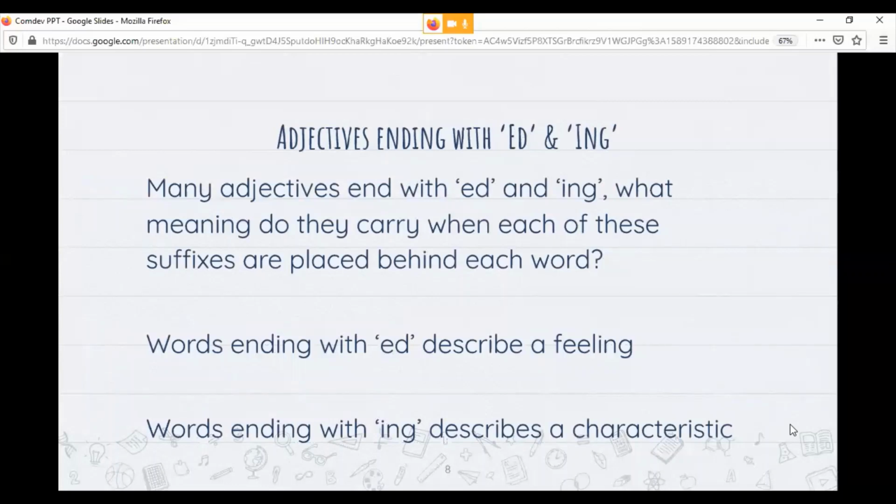So, adjectives ending in ed and ing. There are many adjectives in English that end in ed or ing. An adjective that ends in ing is used to describe the characteristic of a person, a thing, or a situation, while an adjective that ends in ed is used to describe a feeling or an emotion. It is used to describe a temporary thing since people have feelings.